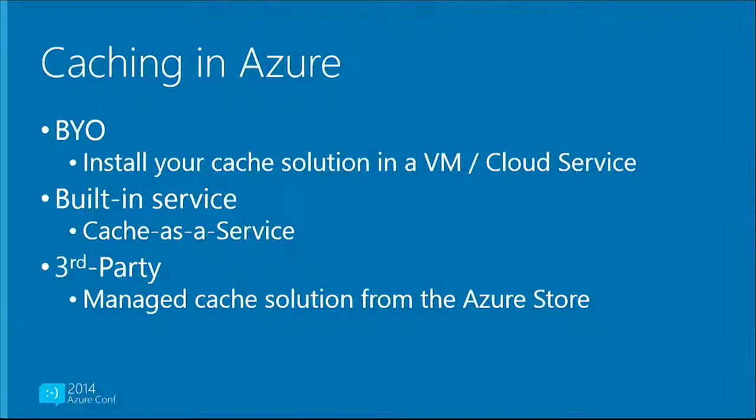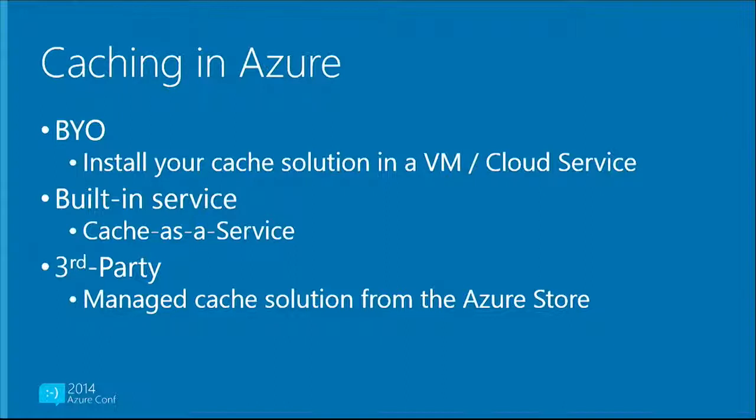If you're using Memcache, or if you're using NCache, or if you're using any other caching solution, you can just create a virtual machine, deploy your solution to that virtual machine, define the endpoints, open the ports, define the firewall rules, and just have a virtual machine running a cache service just like you would have had on-prem. That's one of the options.